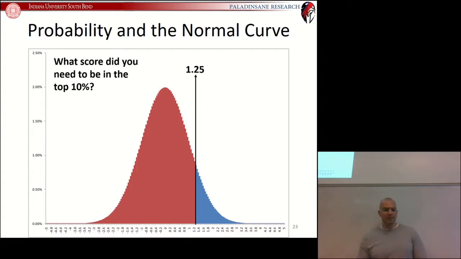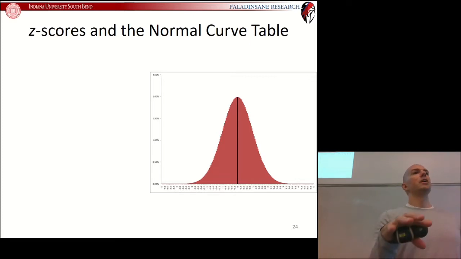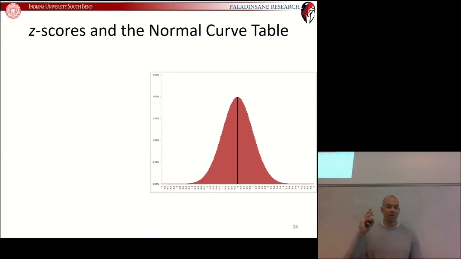So how do we do this? Well, we do this by using z-scores and the normal curve table. Thankfully for us, because this distribution happened over and over again, mathematicians have analyzed it. They know the formula for it. If you ever look up the formula for a normal distribution, it is a monstrous formula. It's just grad school mathematics in order to understand it.